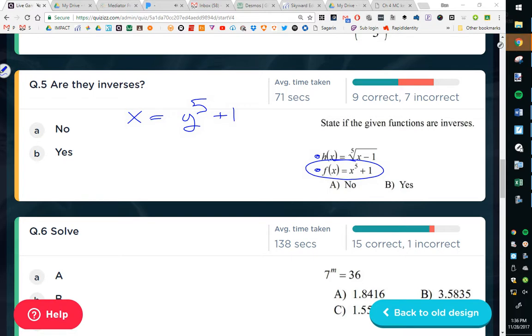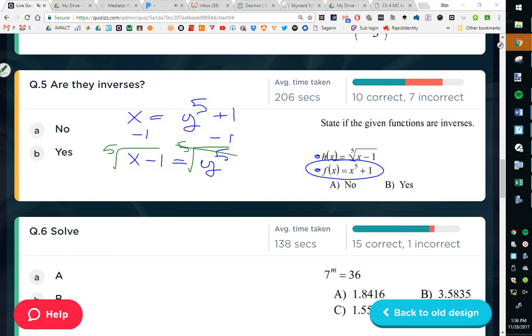And then decide if they're inverses. I'm going to find the inverse. I'm going to get y by itself. I'm going to minus 1 from both sides. What else would I need to do to get y by itself? 5th root on both sides. 5th root. That would cancel. This is what I'm left with. Is that the same thing as the other one? Yeah, so the answer is yes, they're inverses of each other.